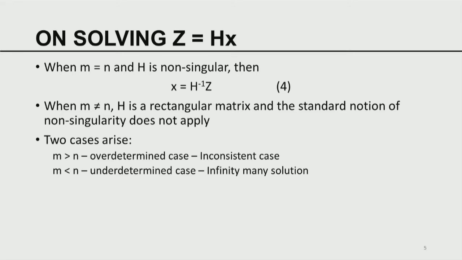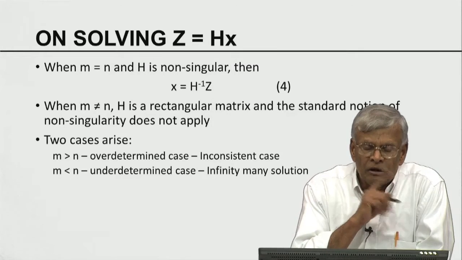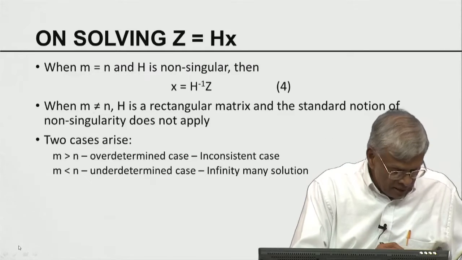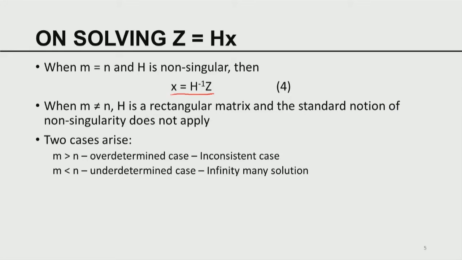On methods of solving z is equal to h of x. If m is equal to n and h is non-singular, from matrix theory we already know x can be written as h inverse z. But in inverse problems seldom is the case when m is equal to n. In the case of the particle moving in a straight line, the n was 2, m could be many. It could be less than 2, it could be equal to 2, it could be greater than 2. So we need to be able to consider a general case.